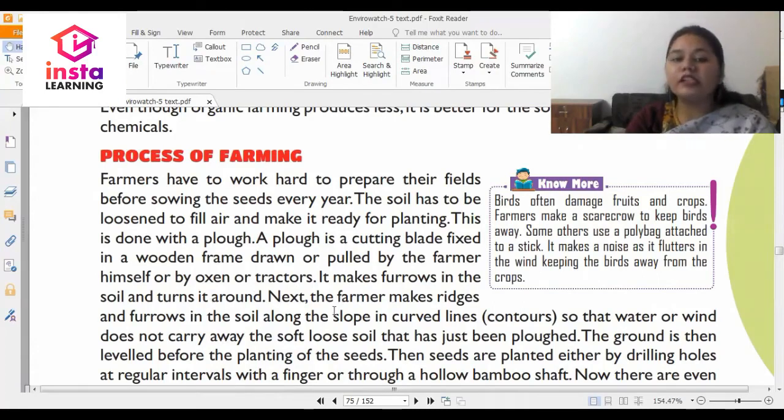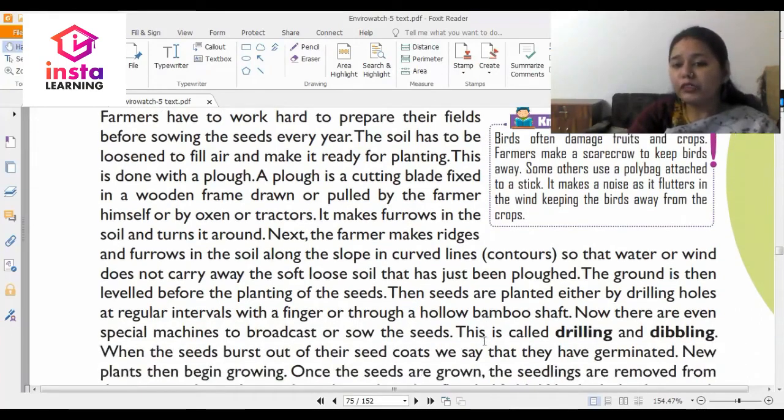Next, the farmer makes ridges and furrows in the soil along the slope in curved lines so that water or wind does not carry away the soft, loose soil that has been plowed. The ground is then leveled before the planting of seeds. So why is plowing done? It's basically done to remove all the unwanted material. Then the soil is leveled.